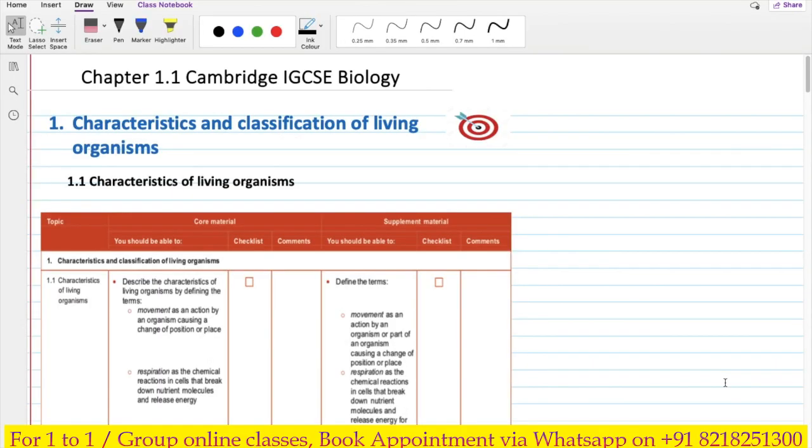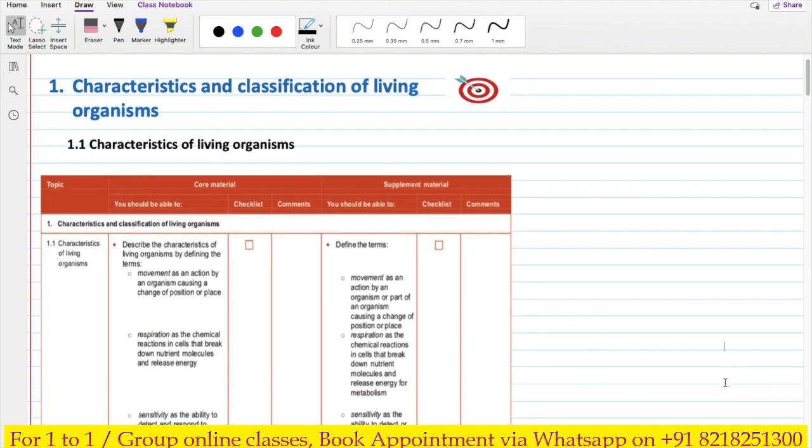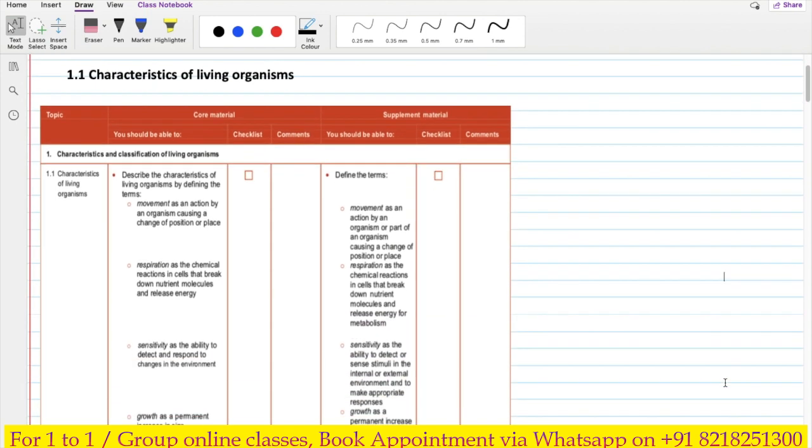Hey there, so as promised, today we'll be starting with the first chapter of IGCSE Biology, that is characteristics and classification of living organisms. So this is the syllabus that we can see, and yes, we'll be marking each and everything once we are done with the chapter.